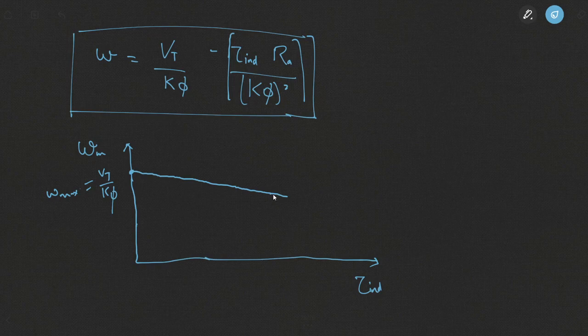What we have done in this case is assume all other quantities to be constant while plotting this graph. We are only varying torque induced and seeing how omega changes with respect to torque induced. We are assuming all other quantities in this system are constant for the time being.